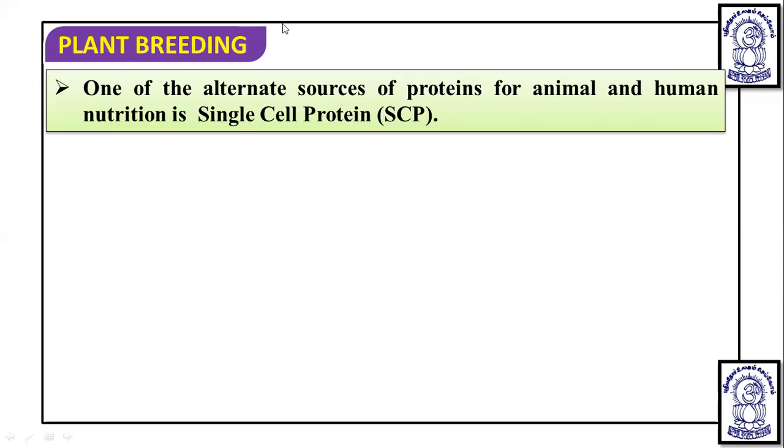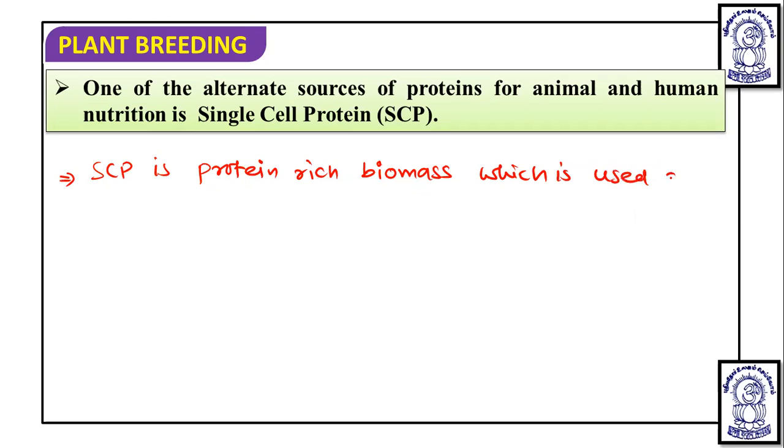So now this is the protein. The alternative source of protein is SCP, or single cell protein. So the question is what is SCP? Dear students, single cell protein, SCP, is protein-rich biomass which is used as food or feed. That protein-rich biomass used for food and feed is known as single cell protein.